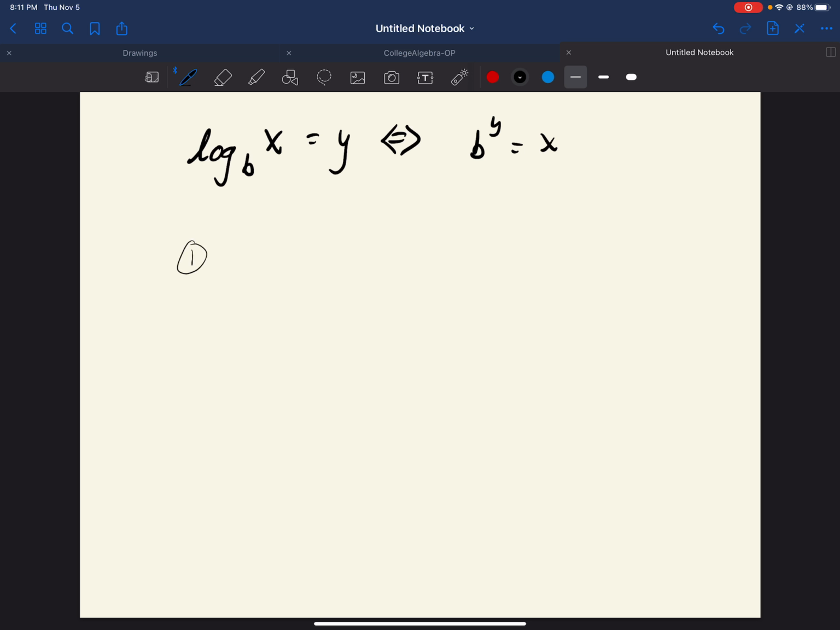One of them is that b raised to the log base b of x equals x. And the second one is that log base b of b to the x equals x. And these 2 are known as the inverse function properties. And what I mean by that, I'm going to show you right now, and it's very cool.